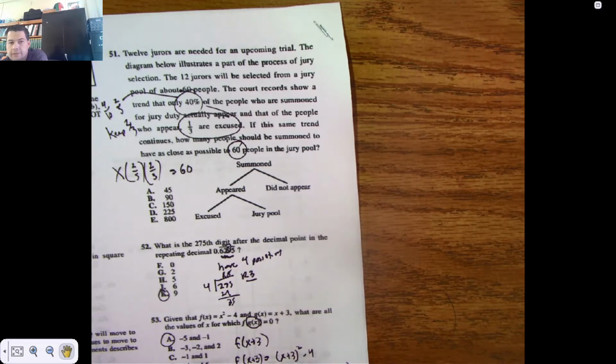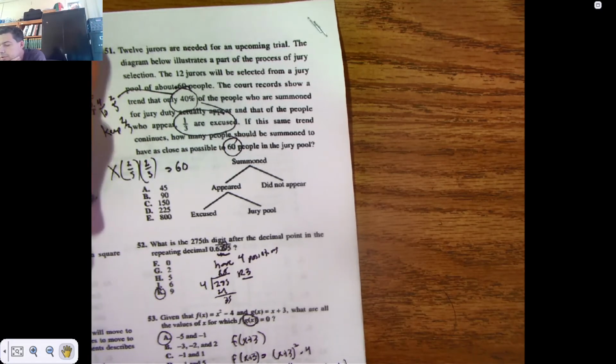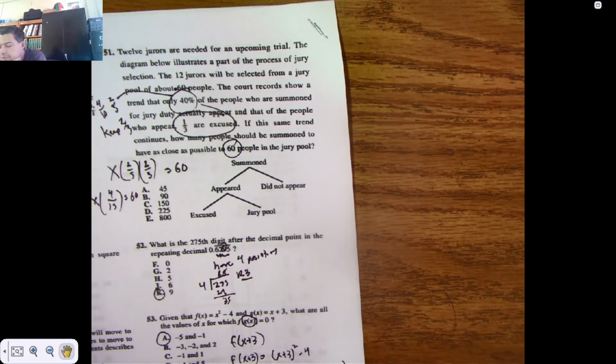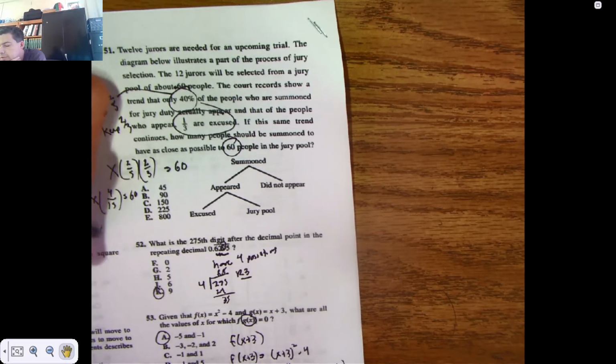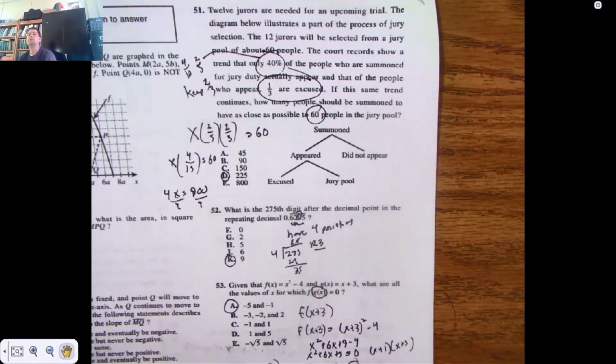There's your setup. x times 2/5 times 2/3 is 60. So I've taught you guys how to work with this all year long. If you do a little bit of multiplication here, you'd have x times 4/15 equals 60. You'd multiply by 15 on both sides. 4x is 15 times 60, what, 900? Then you divide out your 4. You get 225. So that's the algebra on that one. Hope it makes some sense.